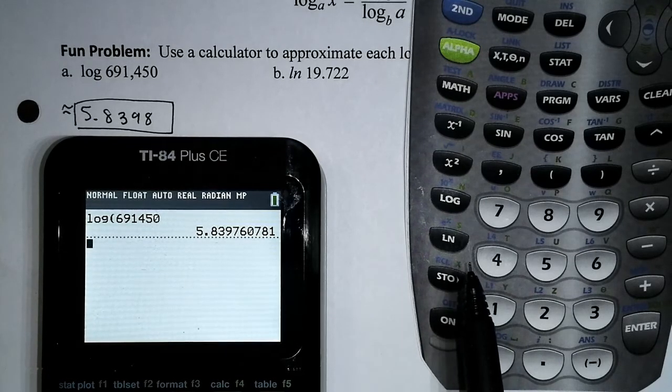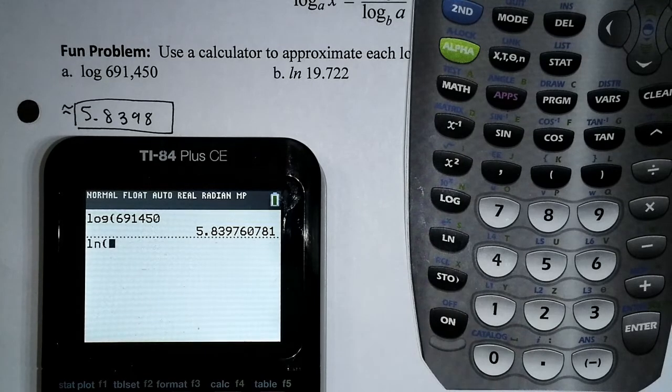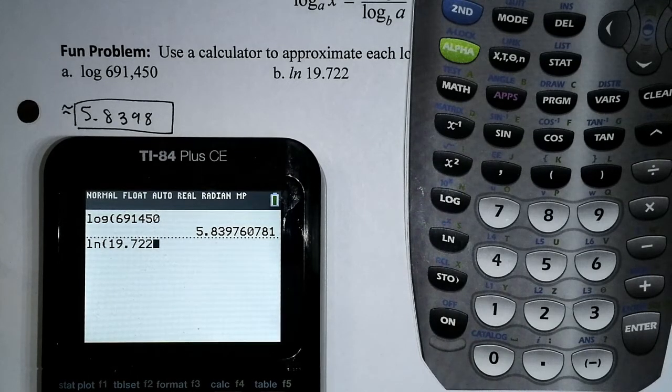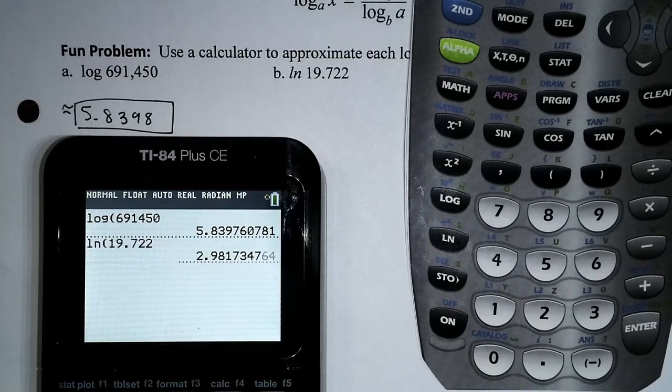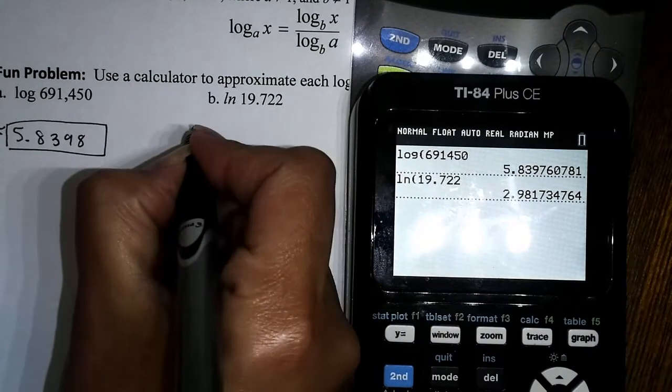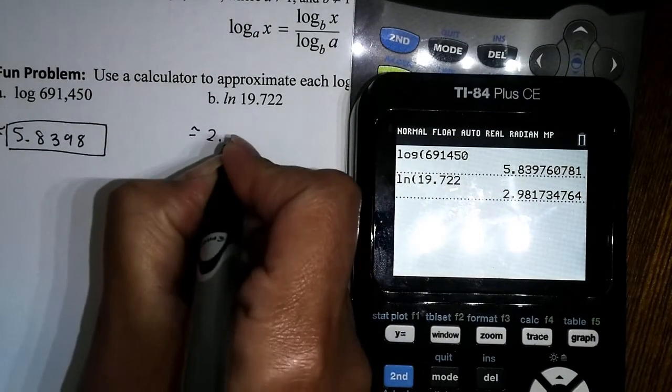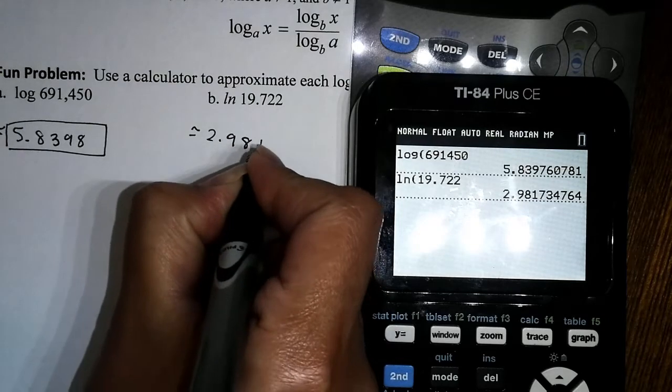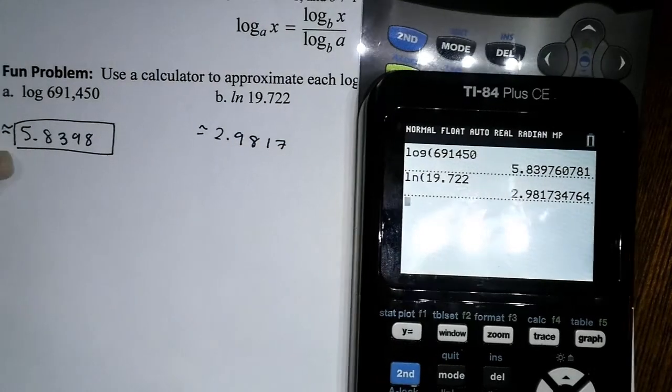So we punch it in, and we want to take the natural log of 19.722. And then again, you can close the argument. I do that, but sometimes I'm a little lazy and I leave it open. Okay, and that will give us about 2.9817, I believe. So let me put this to the side. So that's about 2.9817. All right, so that's pretty cool.